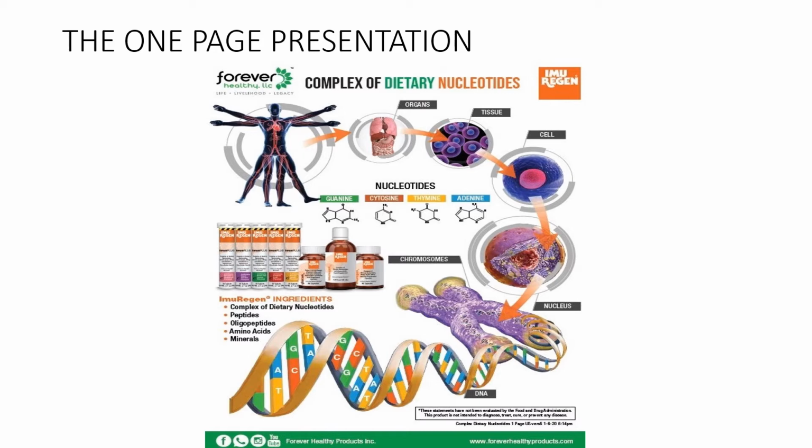So Imorigen contains the ingredients like dietary nucleotides, peptides, oligopeptides, amino acids, and minerals. So these are the components that will support the stability of the DNA. Therefore, that is now the message that our health starts at the DNA level, and our health may end at the DNA level.